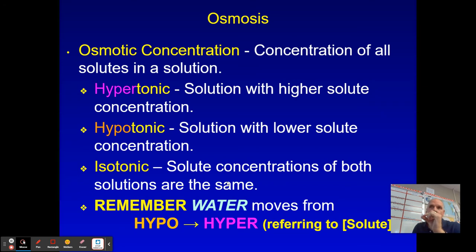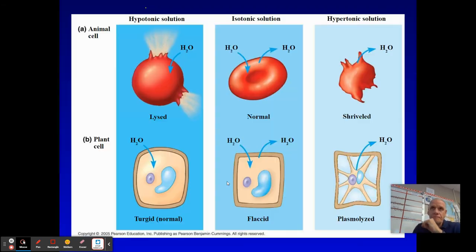Now, here's the key point. Water moves from a hypotonic solution to a hypertonic solution. And again, that's referring to the solute concentration, because if there's a lot of solute, there's less free water. If there's less solute, i.e. a hypotonic solution, there's more free water. So water does diffuse down its concentration gradient, but in relation to the solute, it goes from hypo to hyper. Okay? So here's an example of both plant and animal cells.